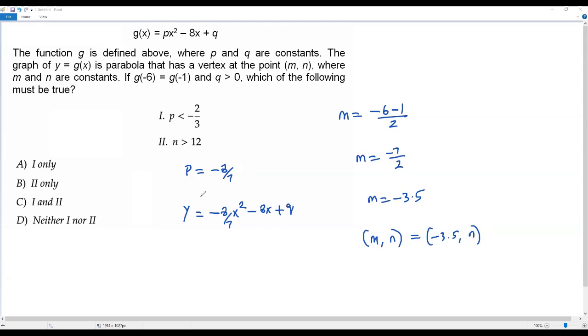For that, I'm going to use the Desmos graphing calculator. In Desmos, I'm going to give this quadratic function as input, and we also have to remember there is a condition for the value of q in the question, that is q has to be greater than 0. So I set q greater than 0 in Desmos. In that case, the y coordinate of the vertex has to be greater than 12. If the y coordinate of the vertex, that is the value of n, is greater than 12, then the second statement is true. If not, then the second statement is false. Okay, now let's go to the Desmos graphing calculator.